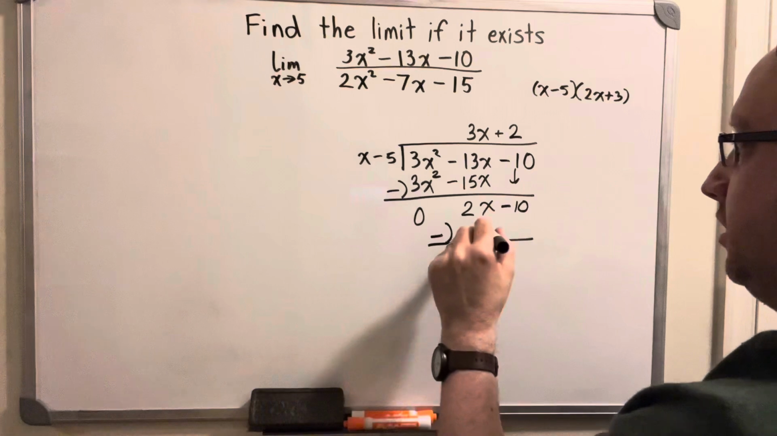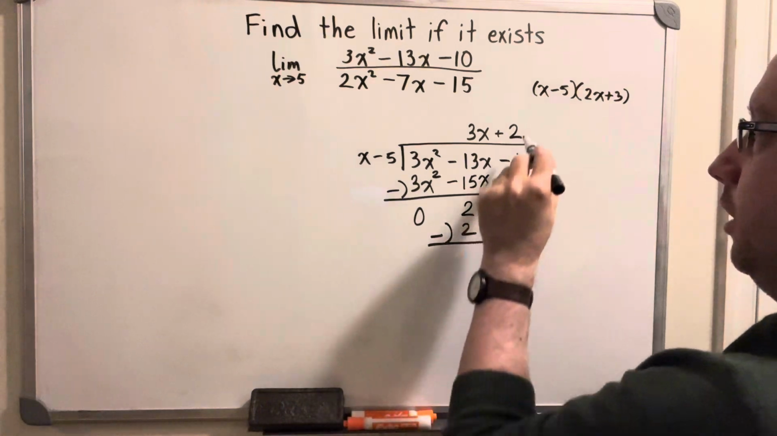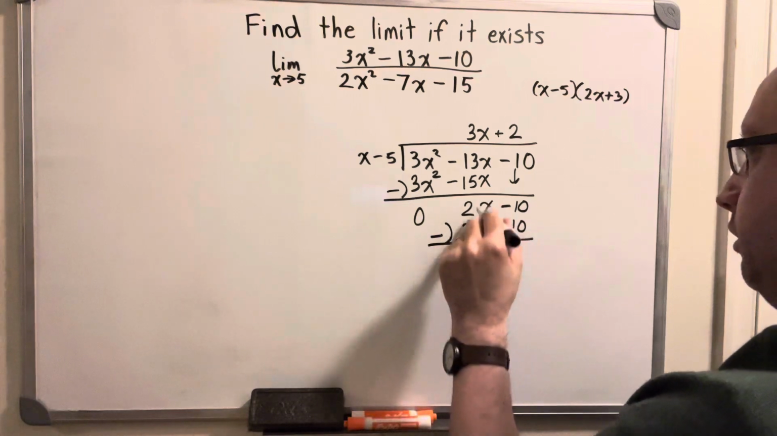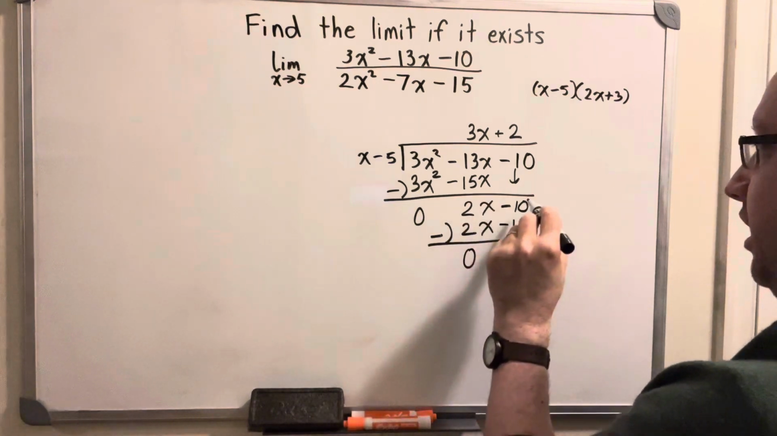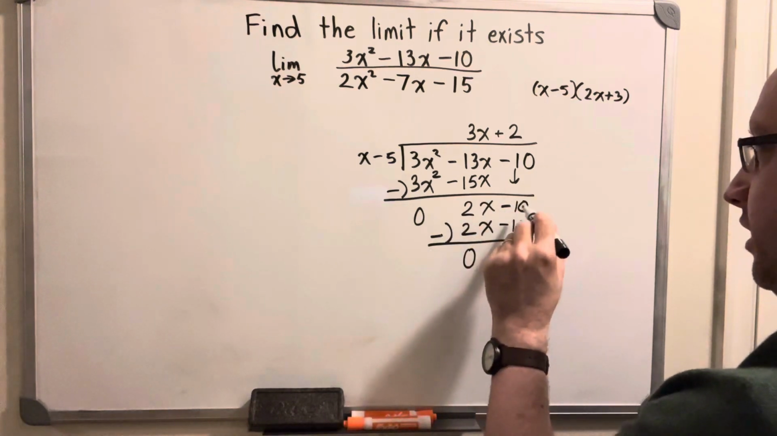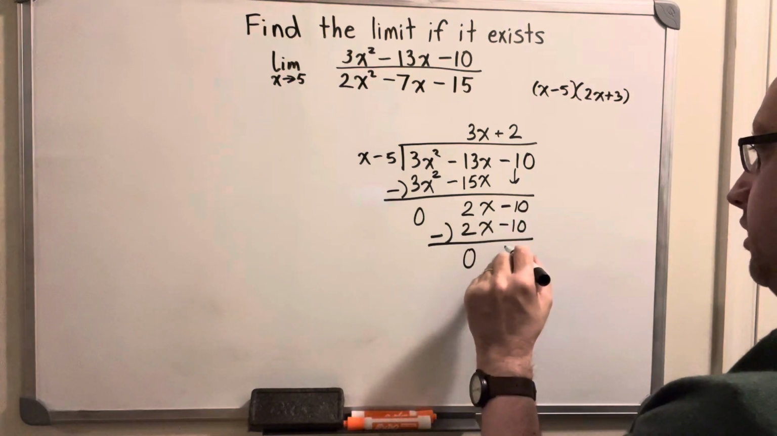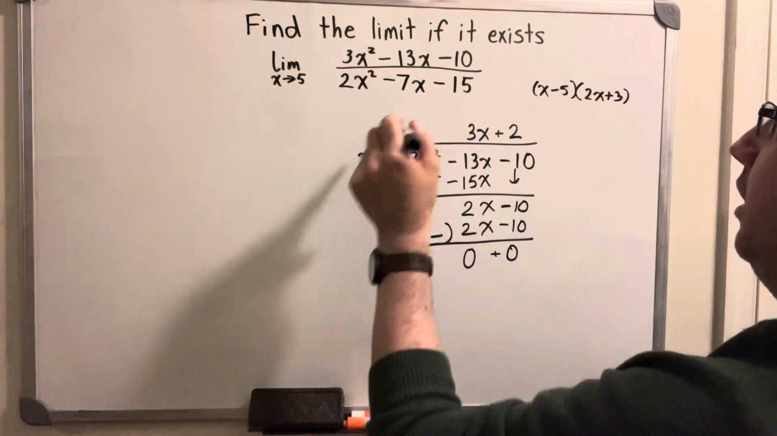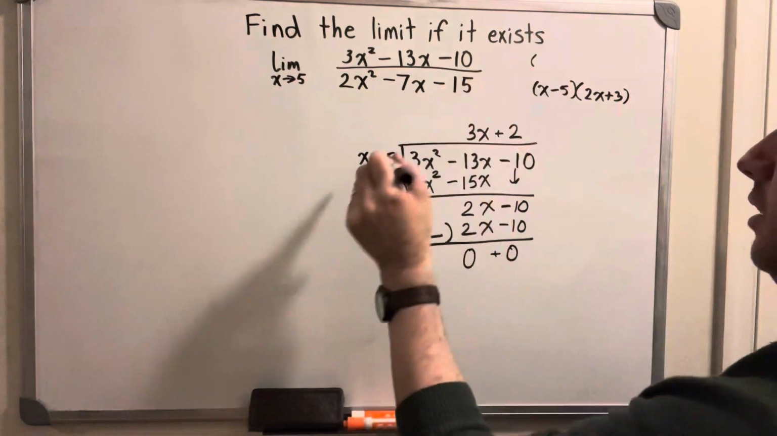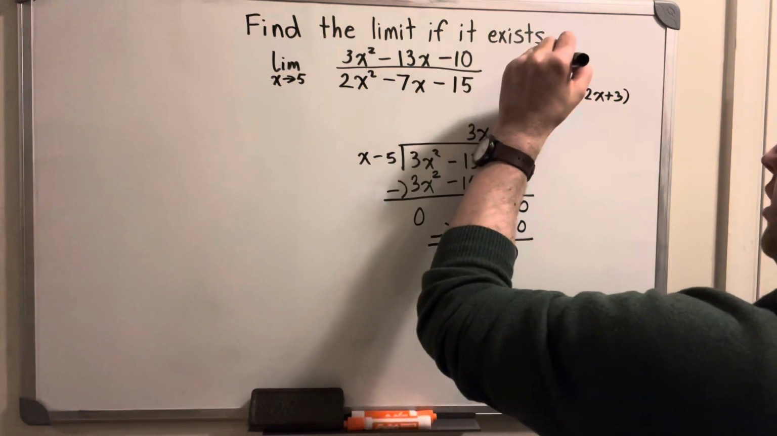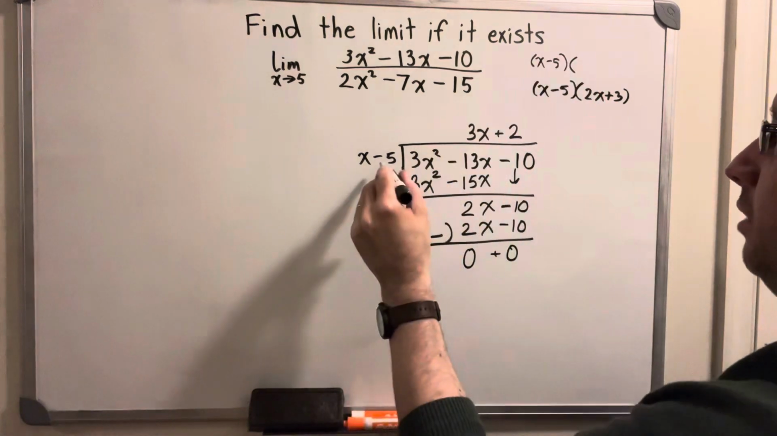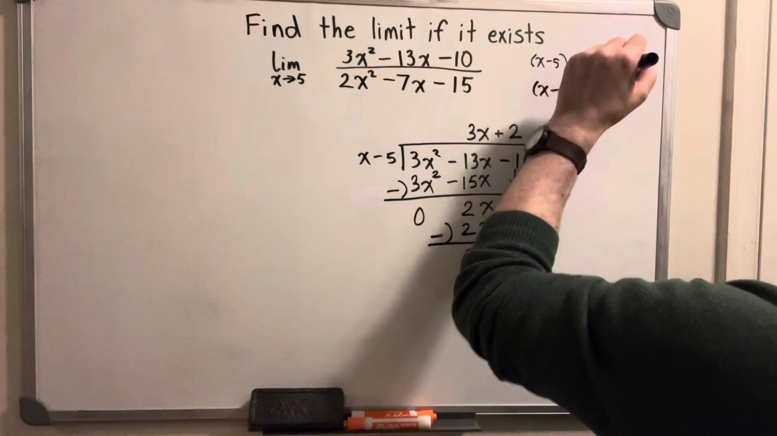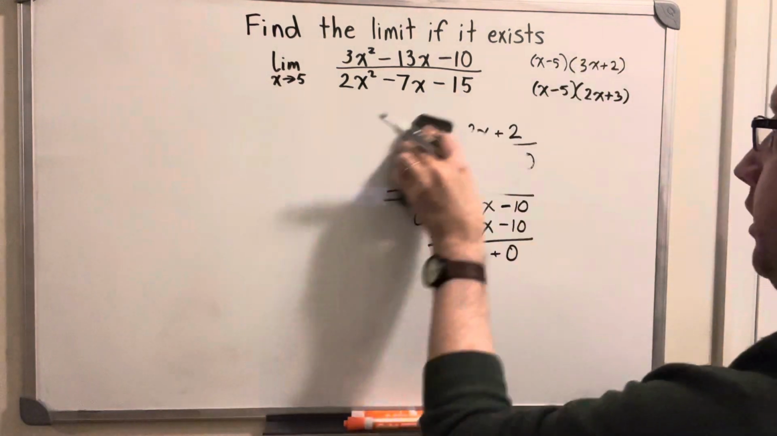2 times x is 2x. 2 times negative 5 is negative 10. 2x minus 2x is 0. Negative 10 minus negative 10 is negative 10 plus 10, which is 0. So that means that the numerator is x minus 5 times 3x plus 2. All right.